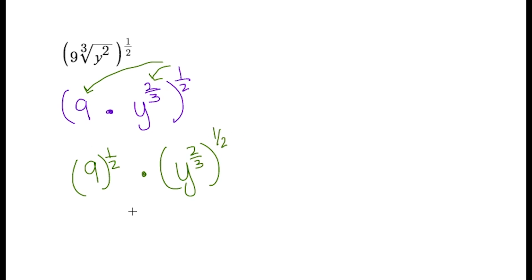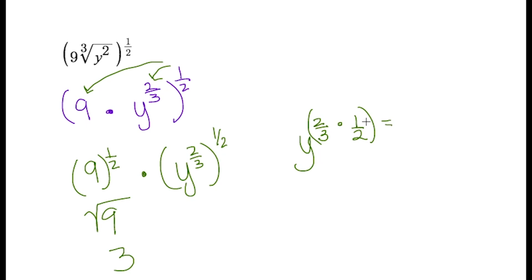Well, when we're talking about the coefficients, we can rewrite this in radical form. Anything to the power of 1/2 is the square root of that term. So it's actually going to be the square root of 9, which gives me 3. When we have exponents inside the parentheses and outside the parentheses, we need to multiply them. So 2/3 times 1/2, multiply across the top, multiply across the bottom, and that can both be divided by 2, which gives you 1/3.